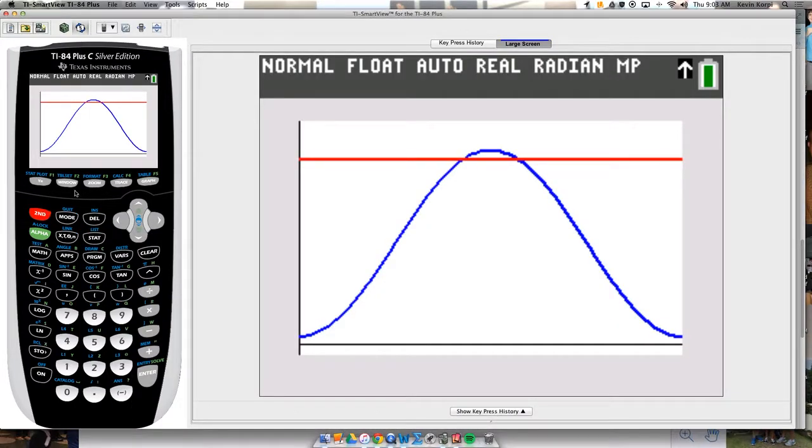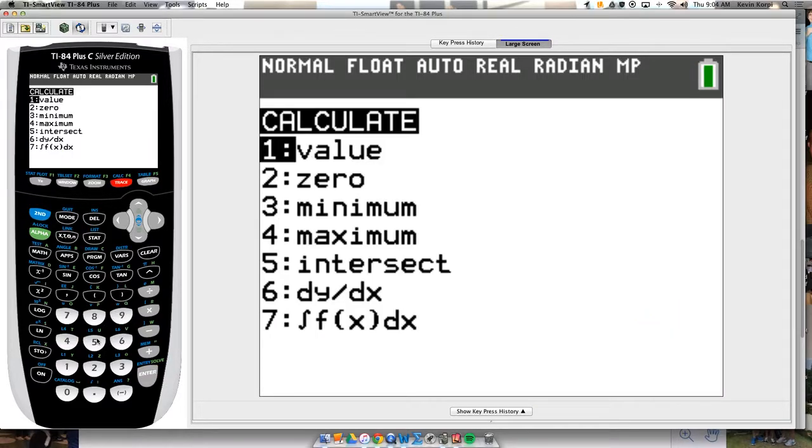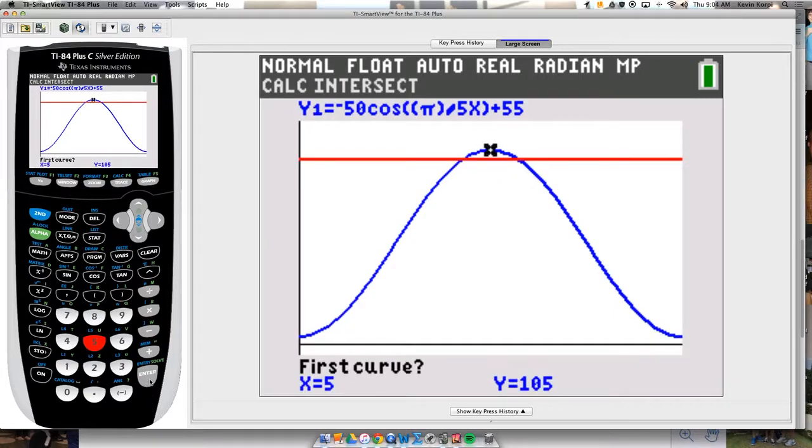And now we can go second trace number 5, and first curve. Oops, did I do that? Second trace number 5. Okay, there it is. The first curve, it should put you on the parabola. Hit enter. It'll throw you on the second one. Hit enter. I'm going to find the left one first, so you just scroll closer to it. Hit enter. And there it is.